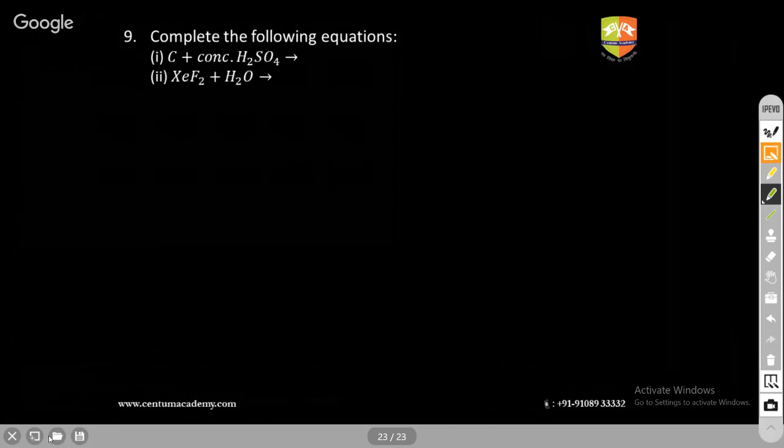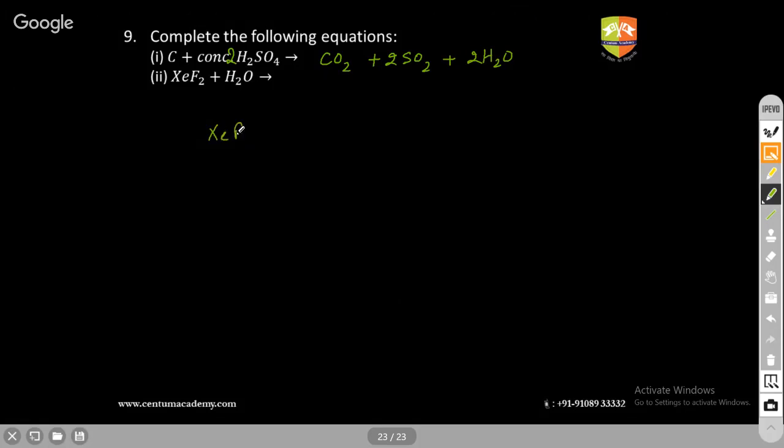Okay, so what is the product in the first reaction? Carbon with concentrated H2SO4 gives CO2 and SO2 and H2O. Now balance the reaction here. So it will be 2SO2, 2H2O, with 2H2SO4 here. XeF2 plus H2O gives xenon, that is 2Xe plus O2 plus HF. We have 2 here and 2H2. This is the product we get in this reaction.